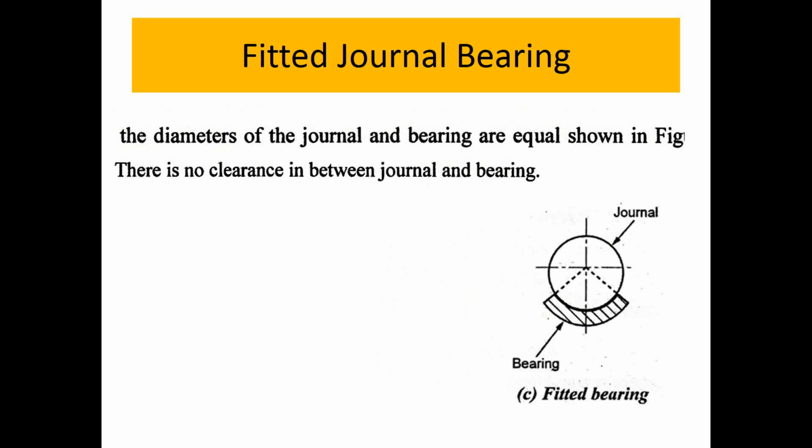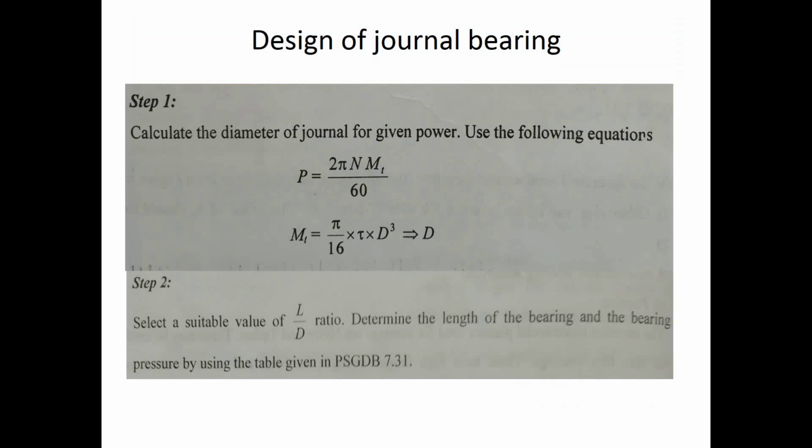And in a fitted journal bearing, the diameter of the journal and the bearing are equal. That means there is no clearance between the journal and bearing. See here in the figure, there is no clearance between the journal and the bearing, and the diameters of journal and bearing are the same. That is meant by fitted journal bearing.